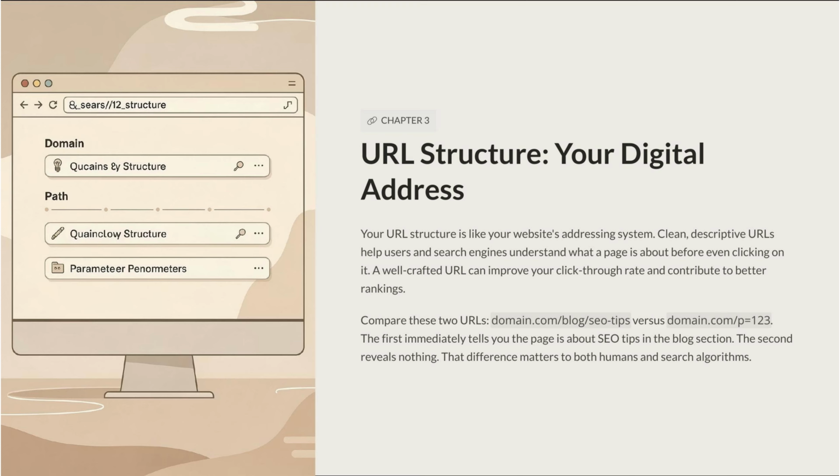Descriptive URLs like domain.com/blog/seo-tips clearly convey page content, enhancing click-through rates and rankings. In contrast, vague URLs like domain.com/pwarzone23 offer no insight, impacting user experience and search visibility. Craft URLs that are informative and intuitive for optimal results.